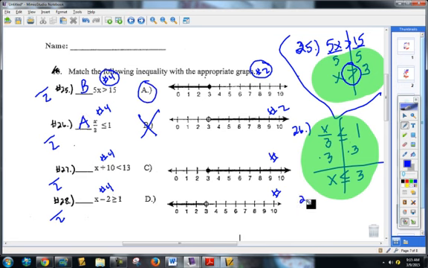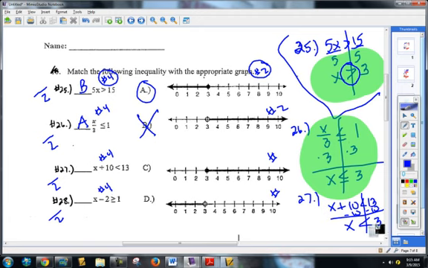Okay? Number 27. This is going to be x plus 10 less than 13. I'm going to subtract 10 from both sides, and I learned that x is less than 3. Again, there's your first point for learning target number 4, which is actually solving it correctly. Now I know it's an open dot. There's only one to choose from left, right? And plus that is showing solutions less than 3. So this would be letter D.